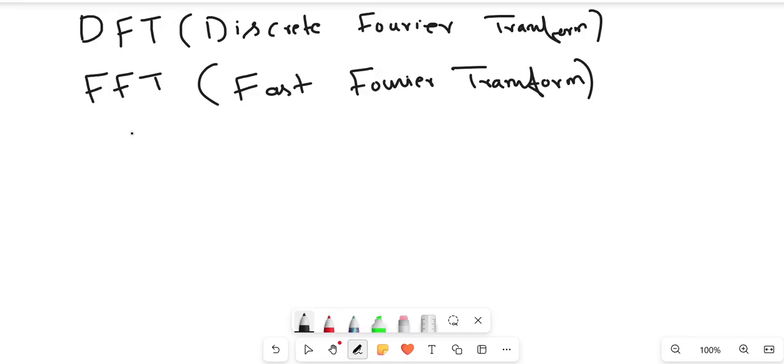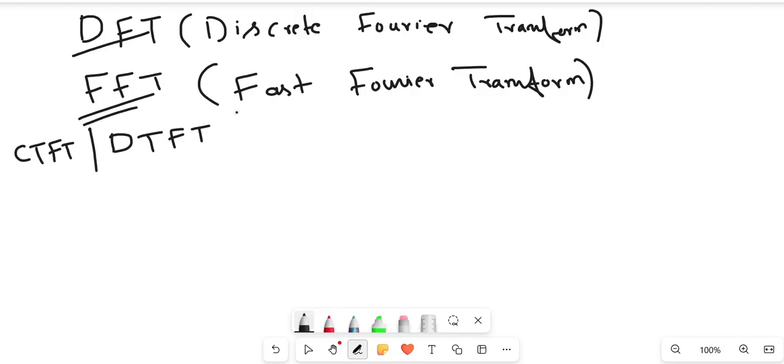In DSP, the discrete Fourier transform. So before DFT, the DTFT, discrete time Fourier transform. It is actually continuous time Fourier transform, discrete time Fourier transform, then discrete Fourier transform, then fast Fourier transform. So, mathematical representations of the Fourier transform.